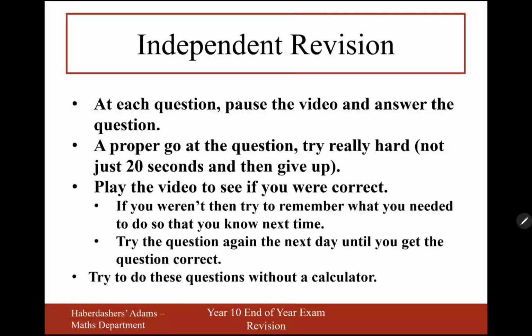What we've got is two stages, so you might have one stage where you're looking at a question and you're learning how to do it, and then in the second slide, you're giving the question a real good go yourself. The end of year 10 exam is a non-calculator exam, so try to do these questions without a calculator.